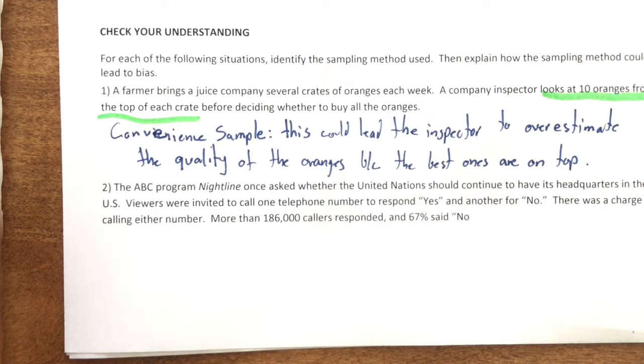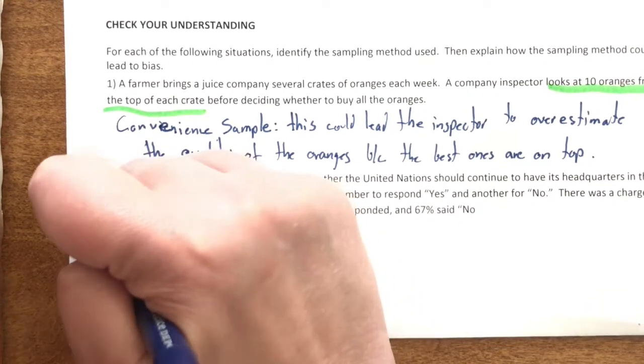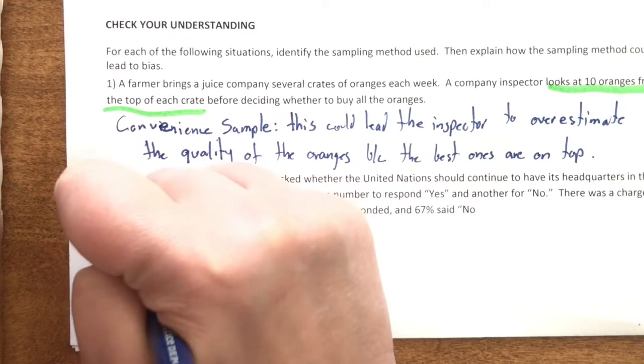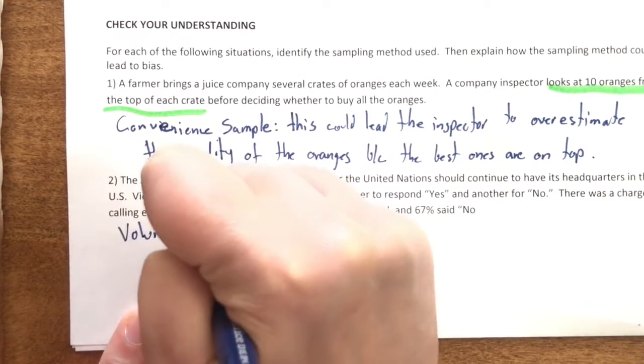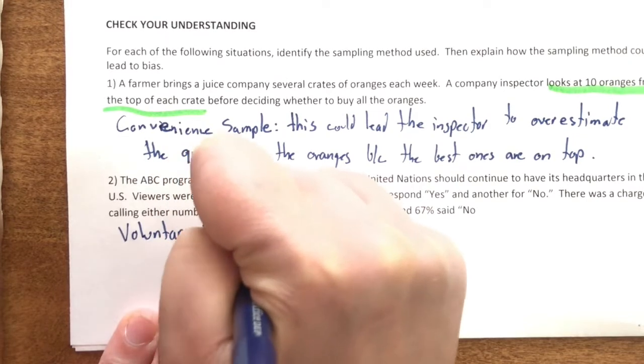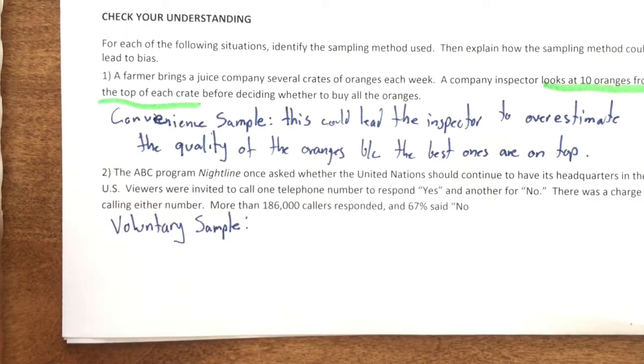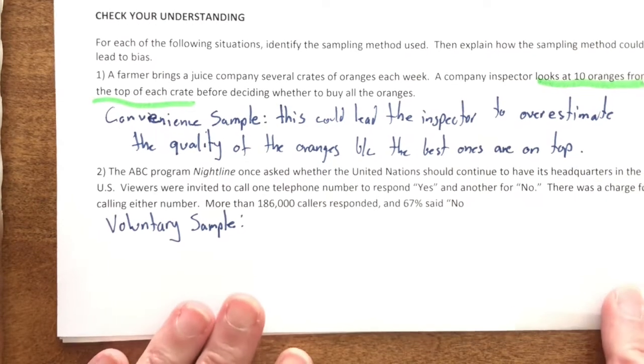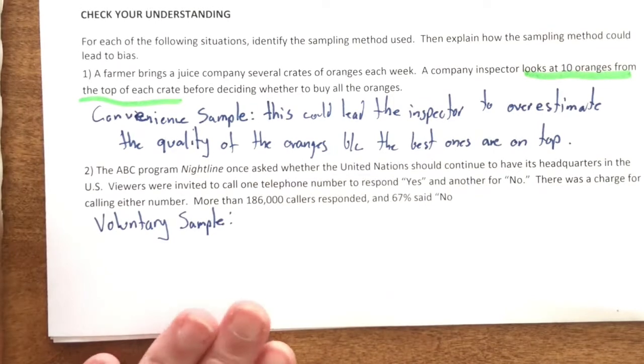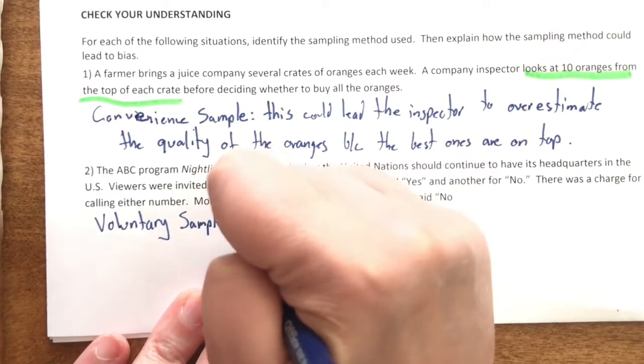What kind of sample method is this? Is this a convenience sample or voluntary sample? Well, viewers are choosing to respond or not by calling in. This is a voluntary sample. How is this going to lead to bias? Well, we know that when people are volunteering themselves to be part of a survey, they obviously have some strong opinions about the topic at hand. So those with strong opinions are most likely to respond.